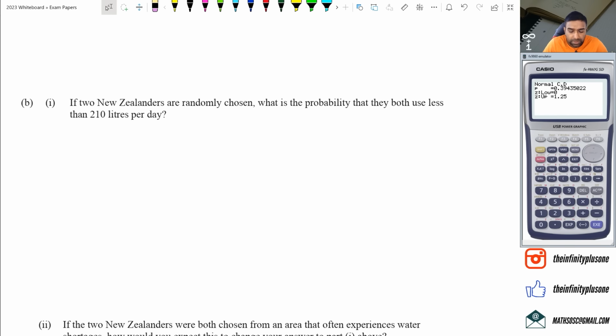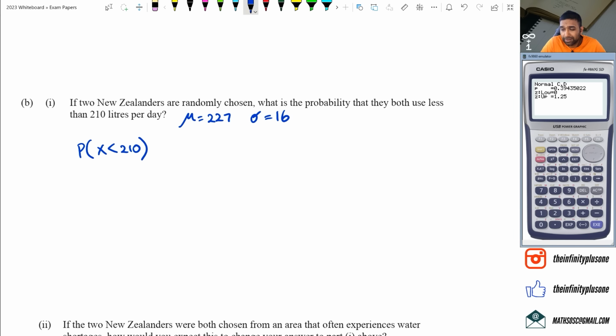Okay, with the next question, we're still working with the same mean and standard deviation. Our mean is 227 and our standard deviation is 16. The question is asking what is the probability that they both use less than 210 liters per day. So the first thing we've got to figure out is the probability of it being less than 210.